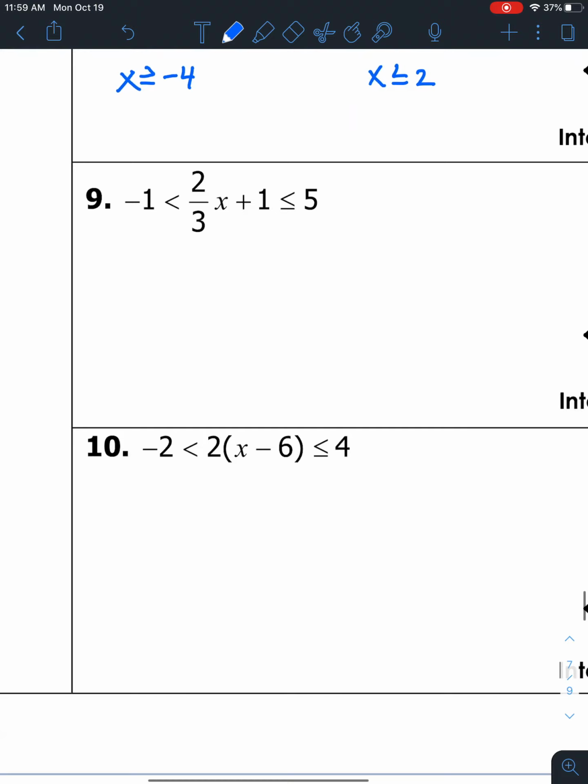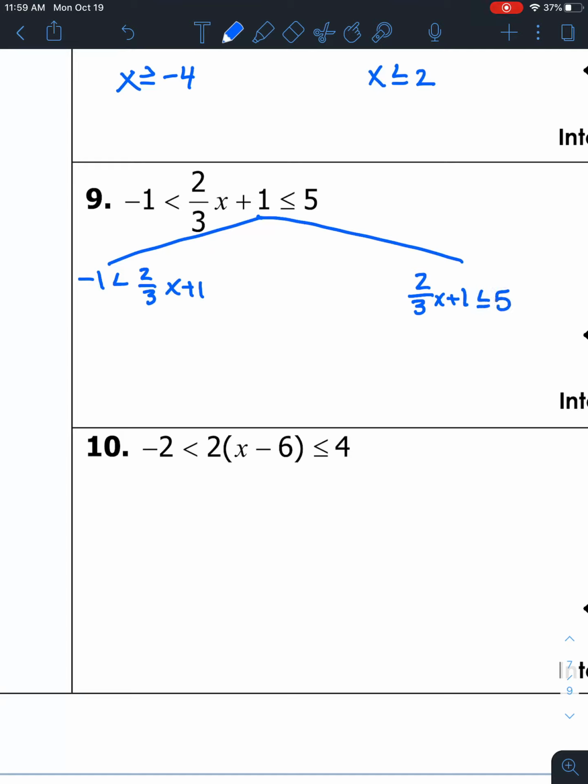All right, so again, we're going to make two separate equations. So I have negative 1 is less than 2/3 x plus 1, or I have 2/3 x plus 1 is less than or equal to 5. I really should say and, not or. All right, so let's solve this one first. Minusing 1. So that gets me negative 2 is less than 2/3 x.